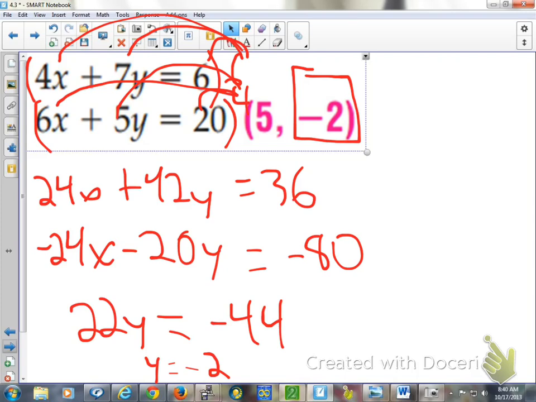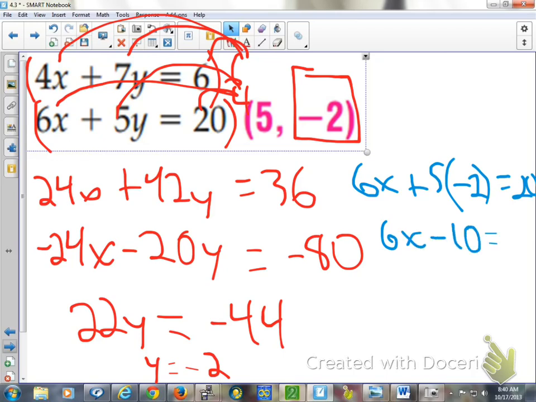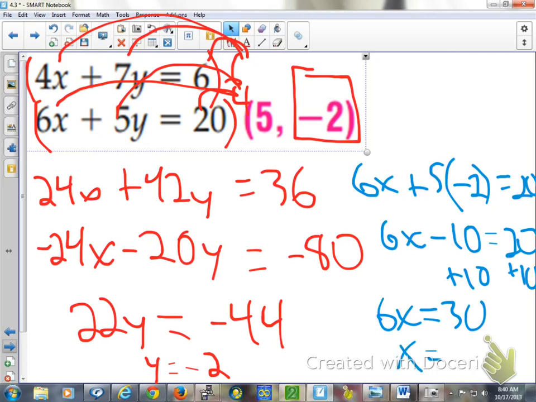But now I'm going to take that negative 2 and plug it into either one of my two original equations. Doesn't matter which one. Pick one, top or bottom. I heard bottom first, so I'm going to go bottom. So here we go. 6x plus 5y, but y is negative 2, equals 20. 6x minus 10 equals 20. Add the 10. 6x, what's 20 plus 10? 30. Divide by 6. And sure enough, x equals 5.